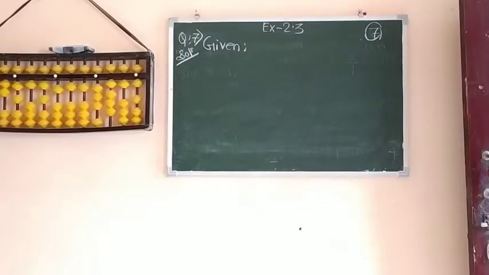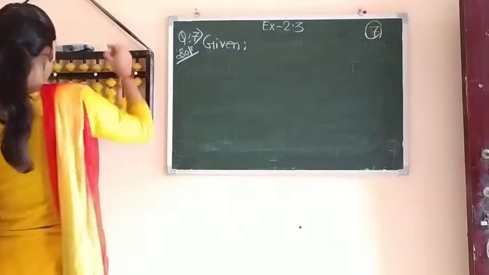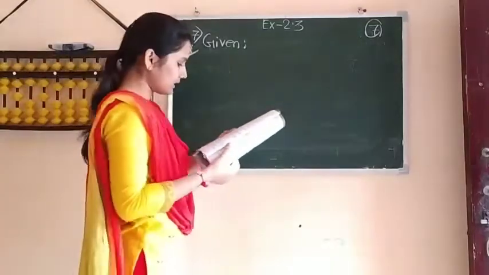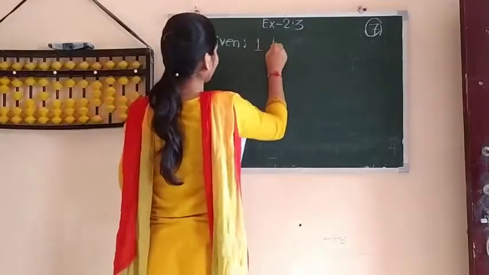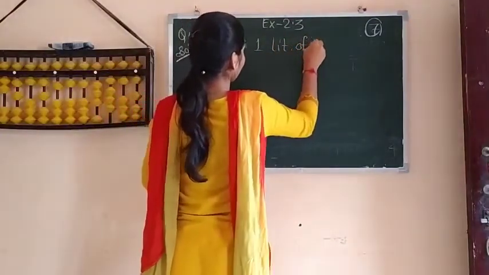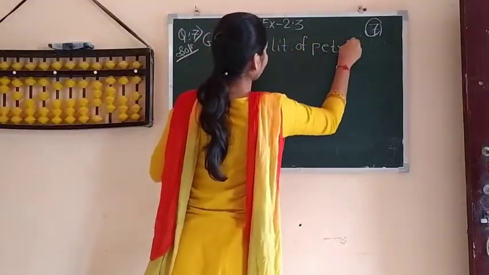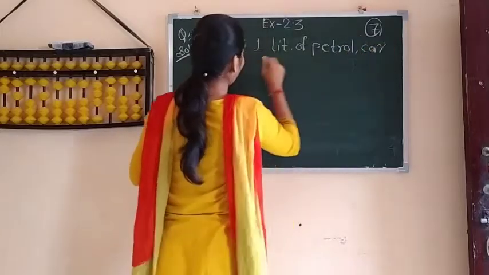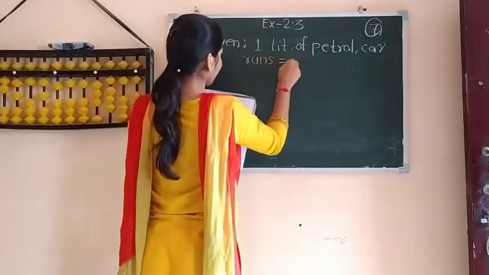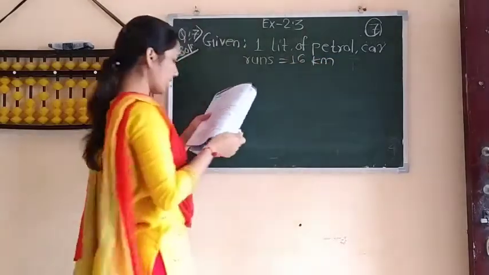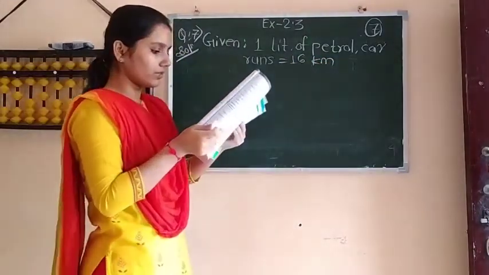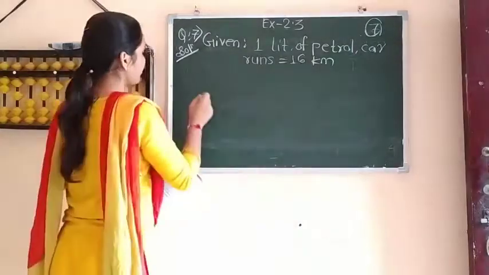Now seventh example. What is given to you? A car runs 16 kilometer using 1 liter of petrol. So in 1 liter of petrol, the car runs how much? It runs 16 kilometer. Okay, and what is asked? How much distance will it cover using 2 3/4 liters of petrol?